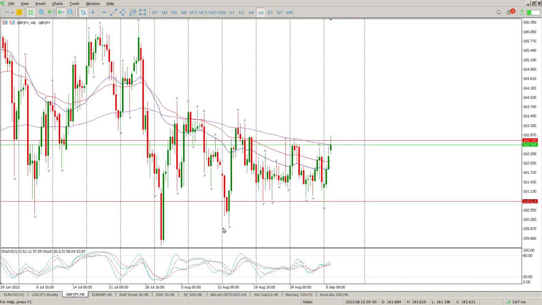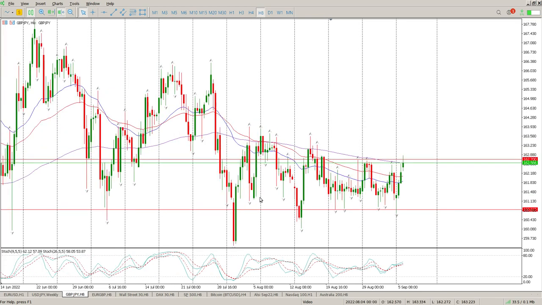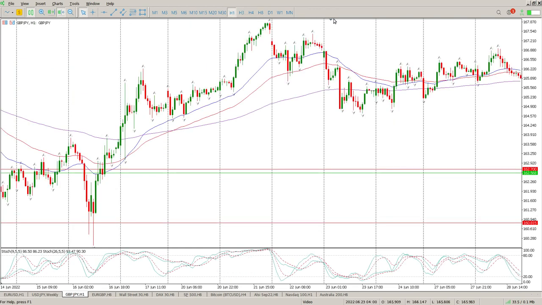Moving on to British pound Japanese yen, top of range now. I would probably expect some kind of a rejection here, move back down to the bottom of the range. And as I said yesterday, watch out for the bottom. I wouldn't want to be short, and that's exactly what transpires. And this is a pair which I'm also a little bit skeptical of and very wary.